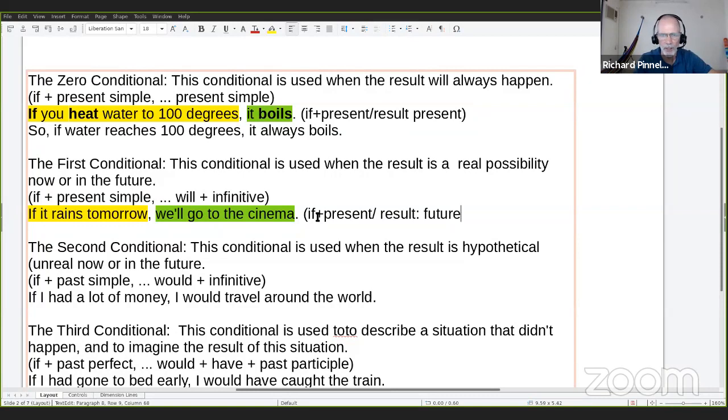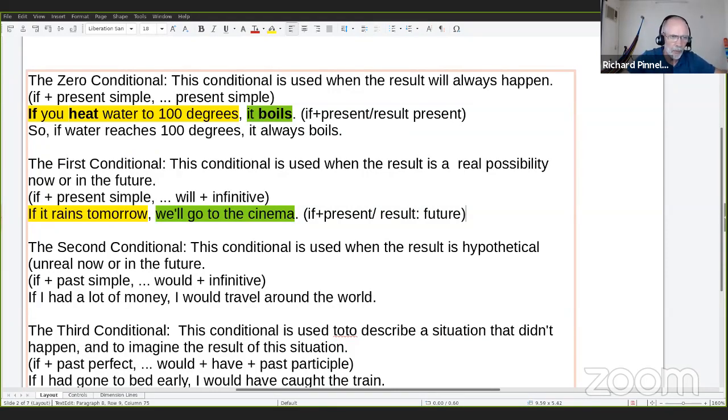Or it's in the future. Actually, we can use other future tenses. We could use going to. If it rains tomorrow, we're going to the cinema. But I don't want to go too deeply into these ones. We've already seen these ones. So the first conditional is used for situations now or in the future where there is a real possibility.